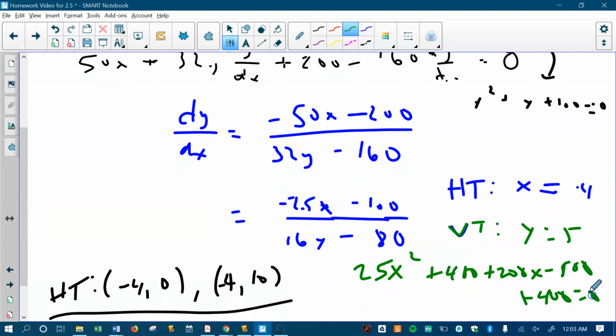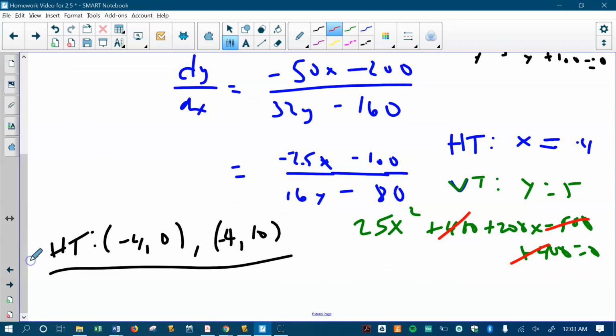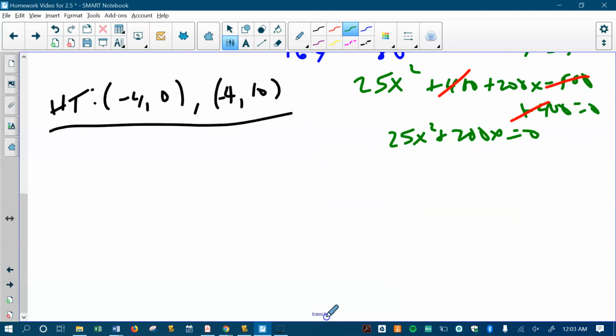Again, equals 0. So again, just like the last problem, the 400 minus 800 cancel. So now we just have 25x squared plus 200x. And when we get that, we can divide everything by 25 if we want. So that means x squared plus 8x equals 0. So x times (x plus 8) equals 0, which means x equals 0 and negative 8.